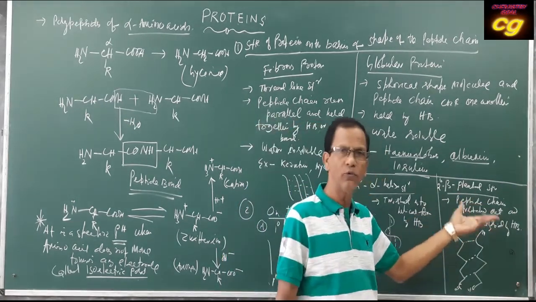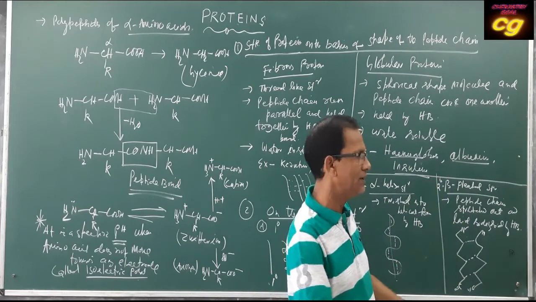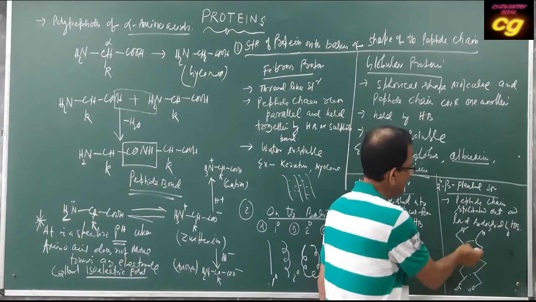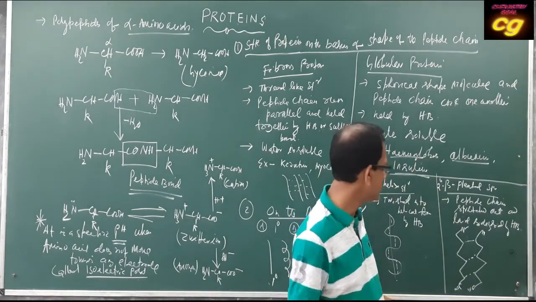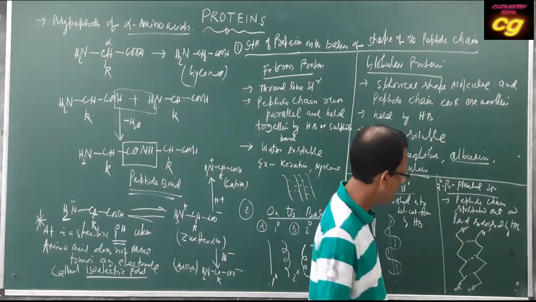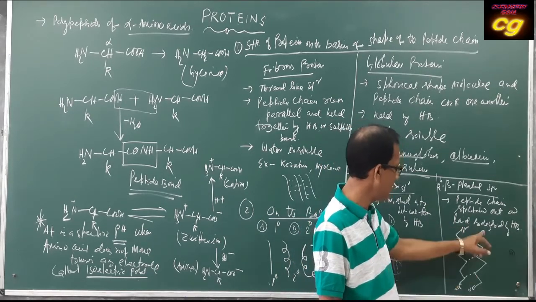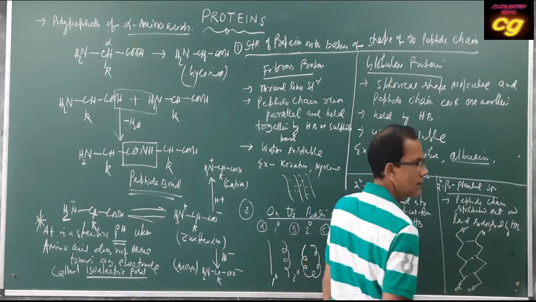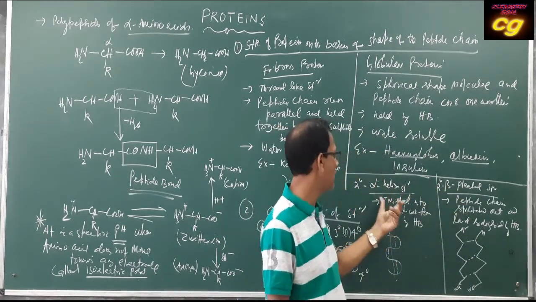And in the beta pleated form, what happens? The peptide chain is stretched out to the maximum extent, then the chains come closer, and by hydrogen bonding they align and lie side by side, and exist in beta pleated form. This is called beta pleated structure. They are arranged in parallel or anti parallel form, with the N end and the CO end arranged like this, parallel, anti parallel. This is called beta pleated structure, and this is called alpha helix structure.